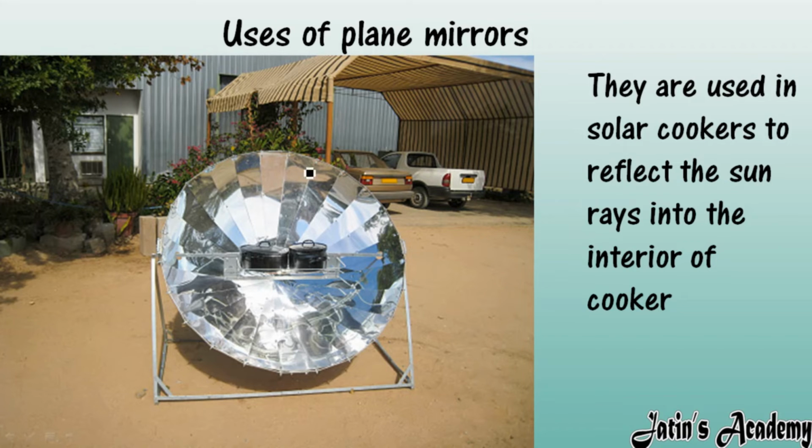Here, outside, we also have a plane mirror. Actually, what the plane mirror does is, after taking the light from the sun, each and every light radiation is reflected back into the solar cooker, so that the solar cooker can gain maximum light from the sun, and whatever food is present inside the cooker can cook easily. That is why we use a plane mirror in a solar cooker.